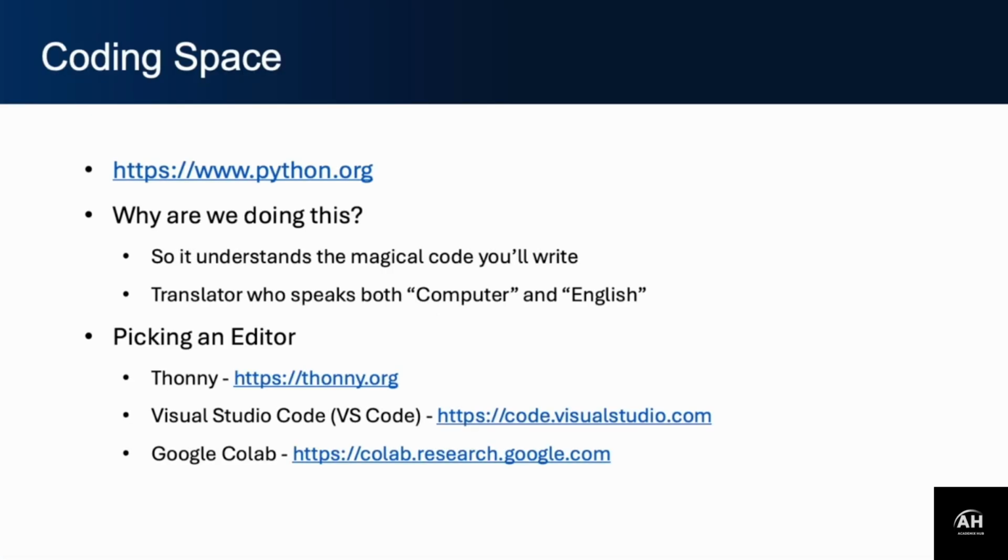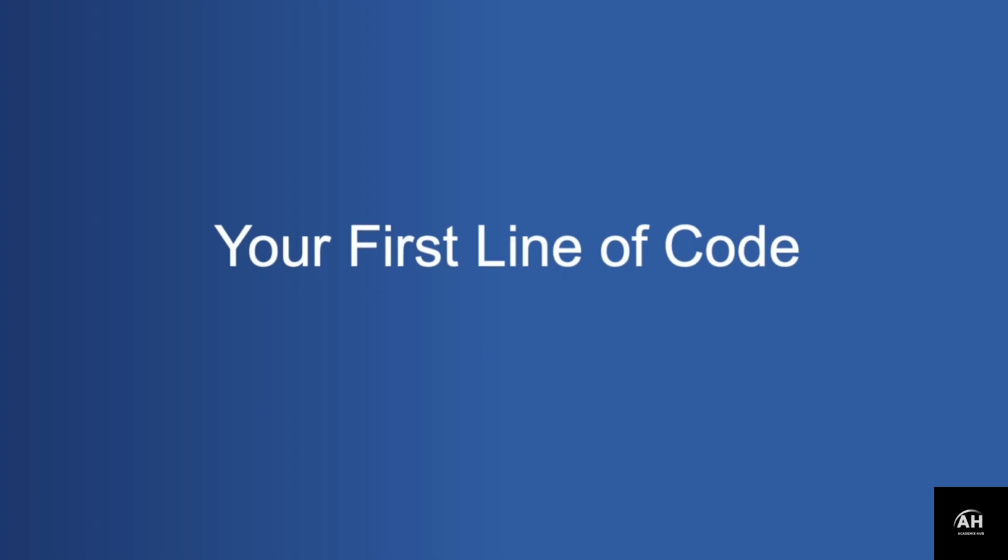So once you have installed Python and chosen an editor, or you decide to follow along with me and do it on the cloud, you've basically set up your coding studio. This is the place you'll create and test all your masterpieces. Next, let's jump into your first line of code. So what we will be doing here is we'll be writing our first Python script.